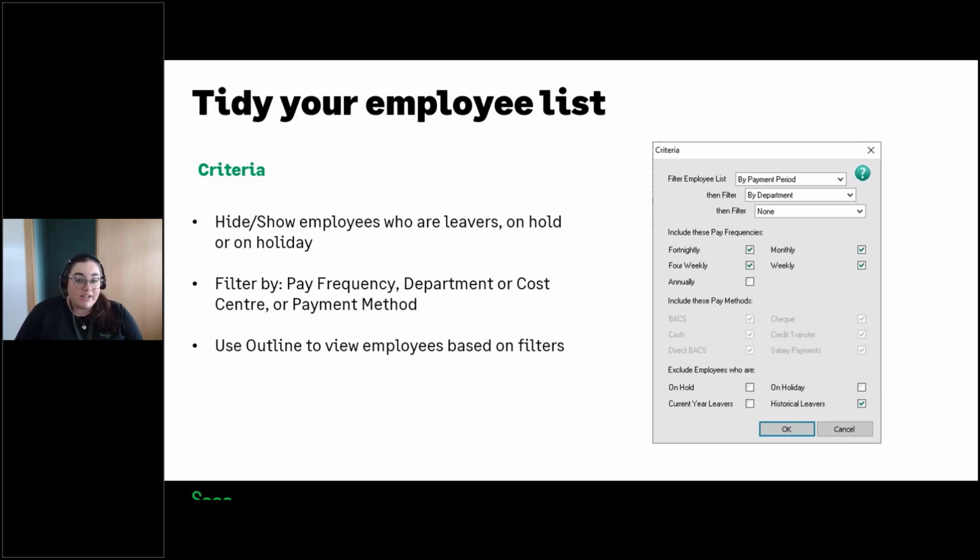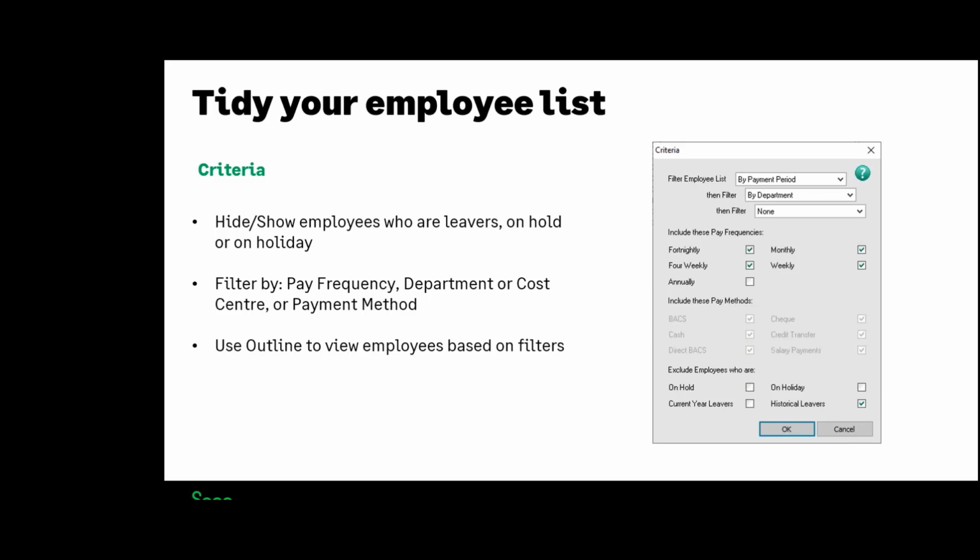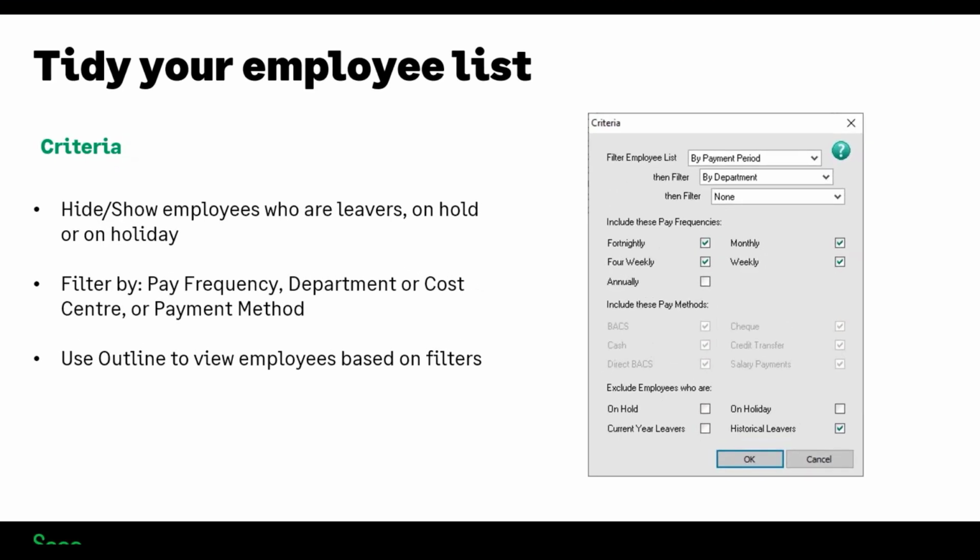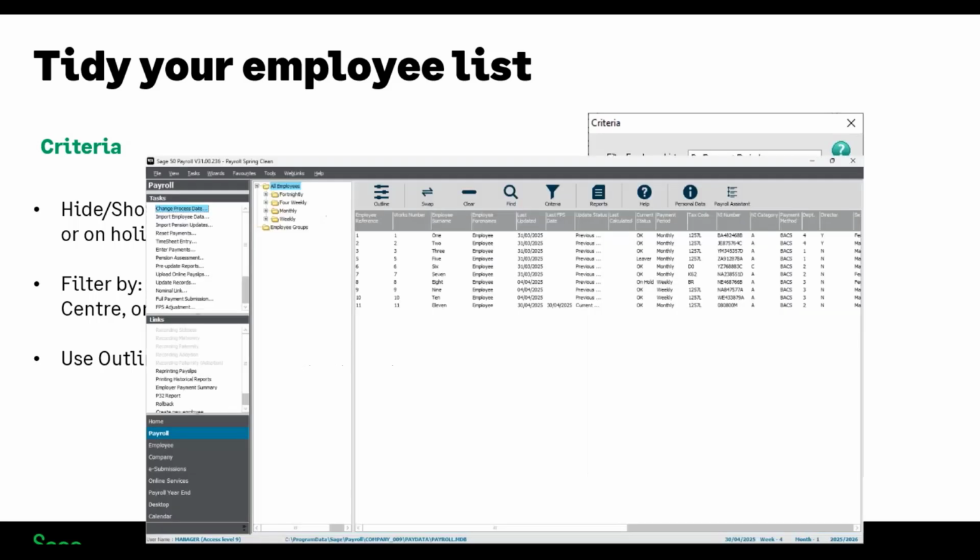These criteria settings will filter through to the outline as well, which is something else that we're going to take a look at. And that's actually found to the left-hand side of your employee list. So I'm going to show you both of these options and how to filter with those too. We're actually going to dive straight into a demo for this one. So I'm just going to bring down the slides.